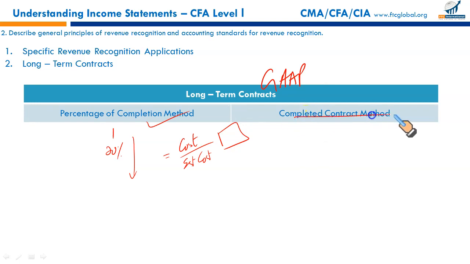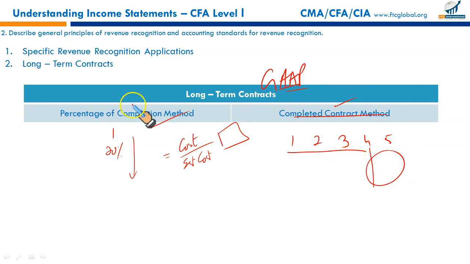What about the completed contract? Under the completed contract, where we are unable to determine the overall contract cost, in such a situation, US GAAP allows you to use the completed contract method. You have a 5 years project, year 1, 2, 3, 4. You will recognize revenue and profits only when the contract is completed.